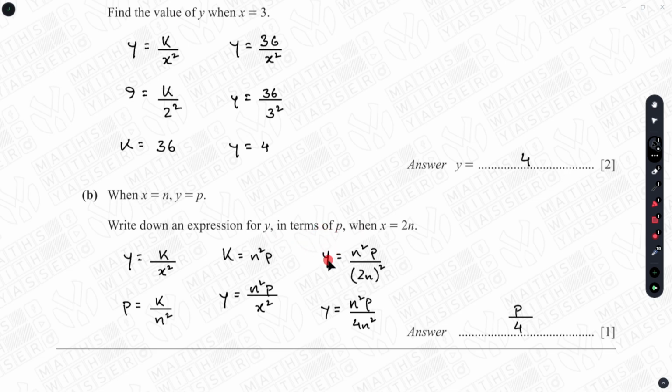So y is equal to n squared p over (2n) squared. That will give us y is equal to n squared p over 2 squared is 4 and n squared is n squared. So n squared and n squared will cancel out and we will be left with p over 4. So we have just expressed y in terms of p, which is p over 4.